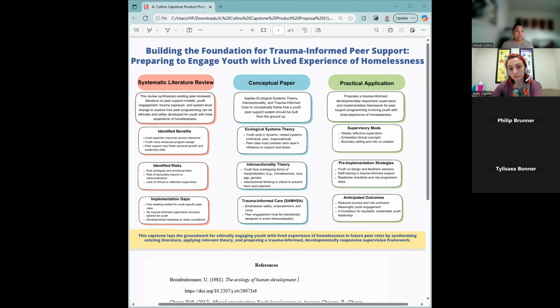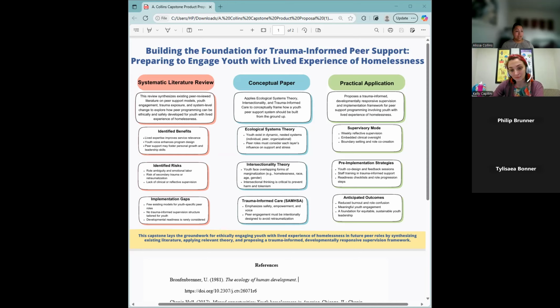I've also recommended pre-implementation strategies such as youth co-design sessions, trauma-informed training for staff, and the use of developmental readiness tools to ensure that peer roles align with each youth's capacity and goals. If all of this is implemented well, the anticipated outcomes include lower rates of burnout and emotional distress, increased feelings of safety in the agency among the youth, and a foundation for equitable, sustainable peer leadership in homelessness system services.